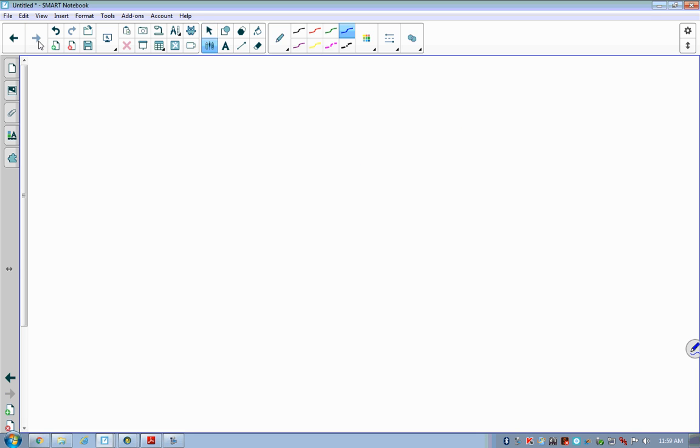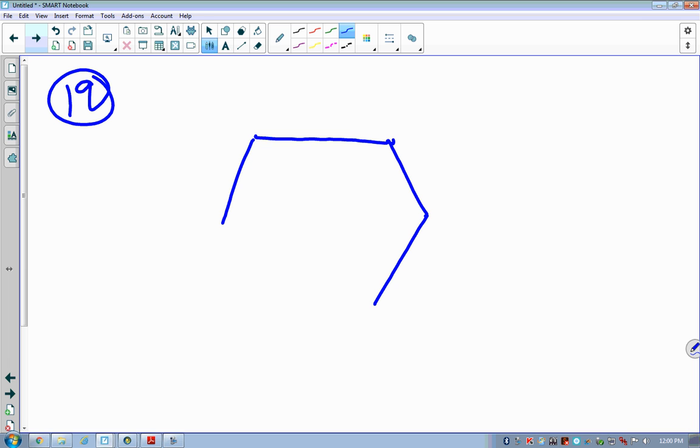Let's look at 19. Determine whether polygon JKLMN is convex or concave and explain. I'm going to try to do my best to draw it if I can. Something that's a little bit like this. Not too far off, and I think it'll still match what they're going for. Is this convex or concave? Convex. How do we know?